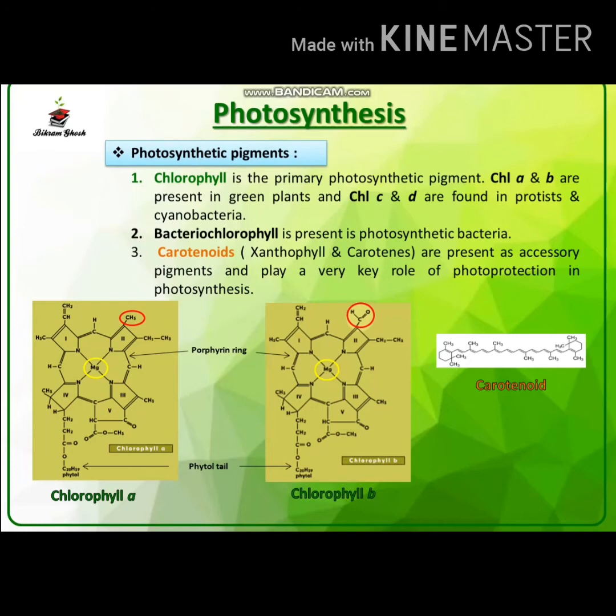The basic difference between chlorophyll A and chlorophyll B is the presence of methyl group and CHO group. CH3 and CHO group differentiates chlorophyll A and chlorophyll B. In case of chlorophyll A, CH3 is present, and in case of chlorophyll B, CHO is present. Here it is marked in a red circle. And here is a structure of carotenoid. Carotenoid is a linear structure with two aromatic ring-like structures present at the two ends with methyl groups.